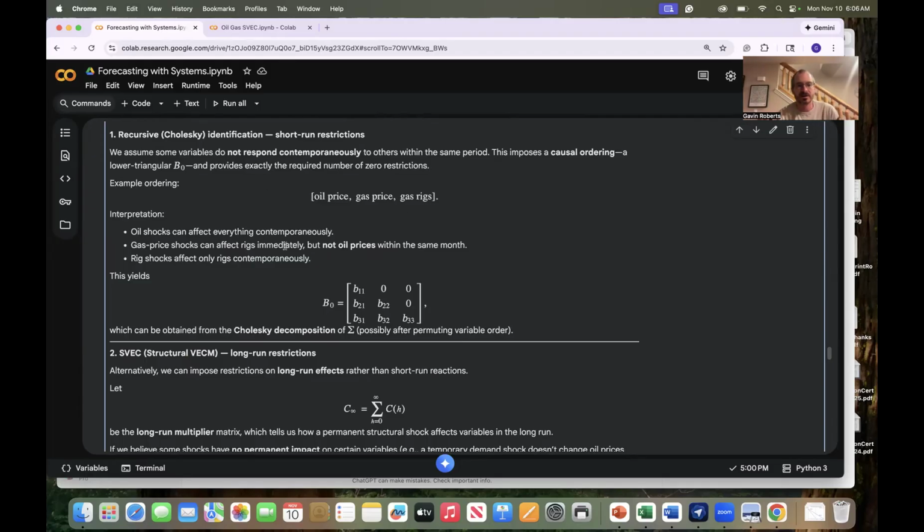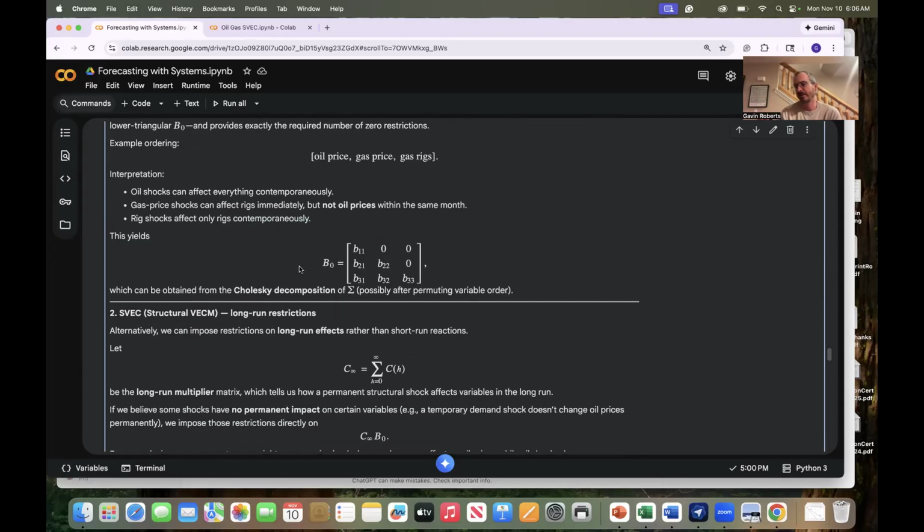However, gas price shocks can affect rigs immediately. So gas prices can affect rigs in the same time period, but gas prices cannot affect oil prices in the same time period. And that's a month in our example. And then rig shocks can only affect themselves within the same month. They can start to affect the other variables later, but this is all about timing. Only oil shocks can affect everything in the month that the shock occurs.